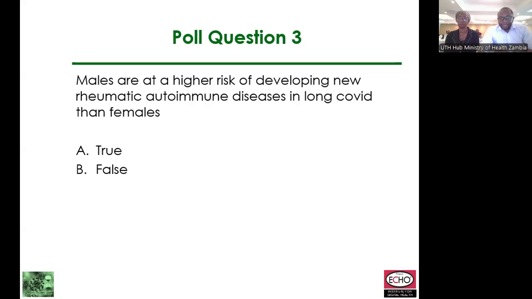We have 71% of the community responding, and the community says B is the answer, that it is false. We'll move on to our fourth poll.